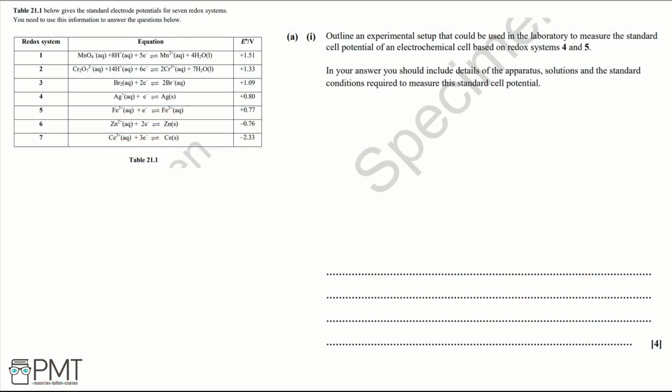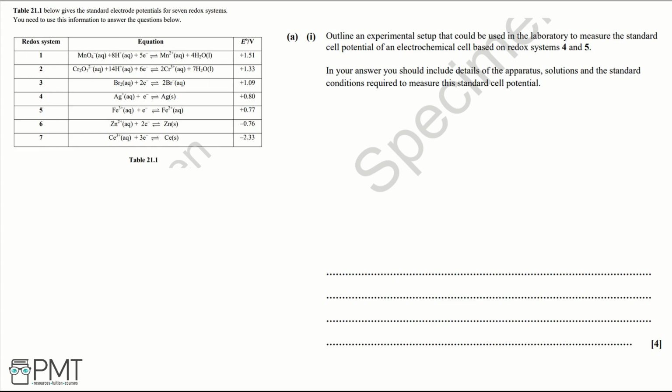Table 21.1 below gives the standard electrode potentials for 7 redox systems. You need to use this information to answer the questions below. A. Part 1. Outline an experimental setup that could be used in the laboratory to measure the standard cell potential of an electrochemical cell based on redox systems 4 and 5.